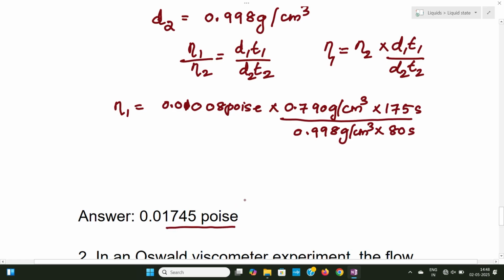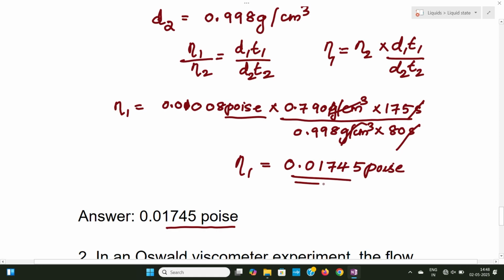0.01745 poise. Here we have gram per centimeter cube in the numerator and gram per centimeter cube in the denominator, so both will cancel. Then here we have seconds, and here also we have seconds, so they will cancel. Finally we have poise, so the final answer will be in poise. The answer is eta 1 is equal to 0.01745 poise. This is the answer for the problem.